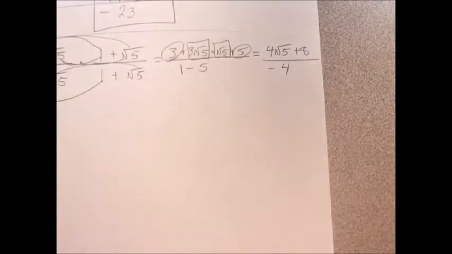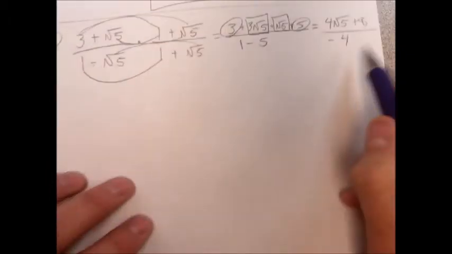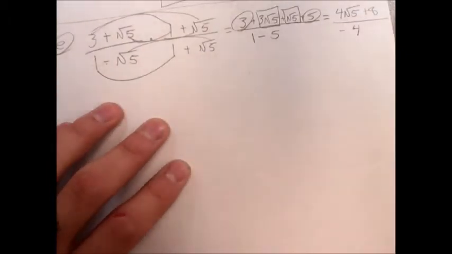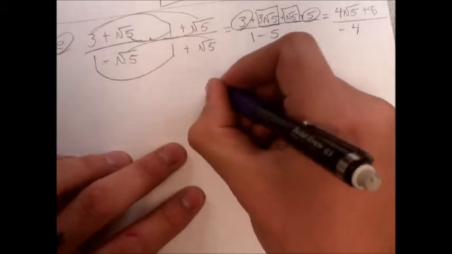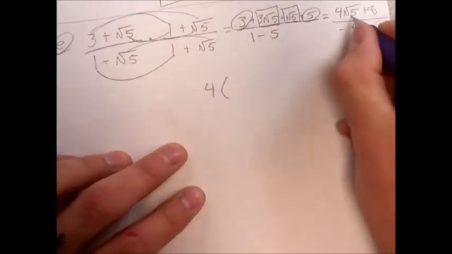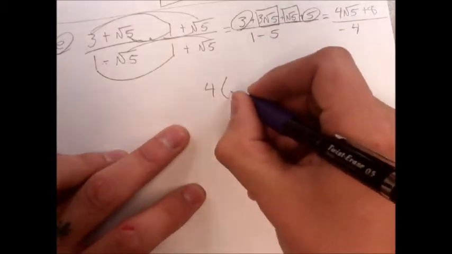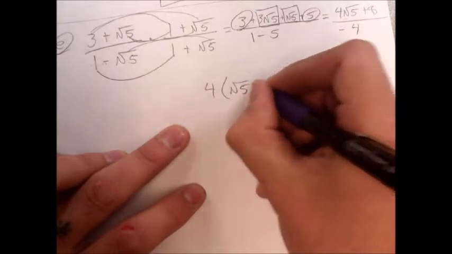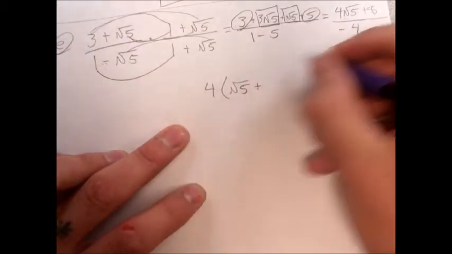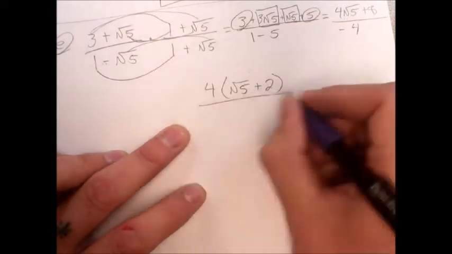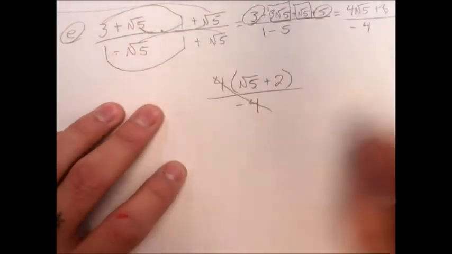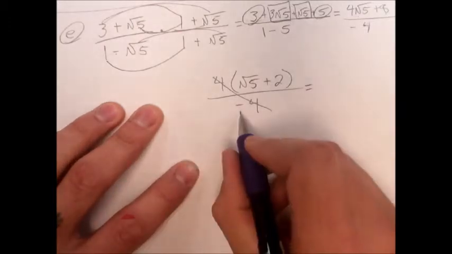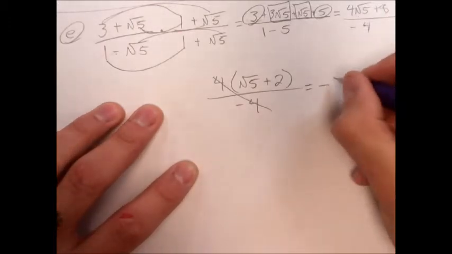Now I can pull something out of this, so I'm going to factor the top piece out. What can I factor out of 4 and 8? I can factor out 2, I can factor out 4. So I'm going to factor out 4, open my parentheses. When I factor out 4 out of 4 square roots of 5, I'm left with just the square root of 5. When I factor out 4 from 8, I get 2. And on bottom I have a negative 4. The 4's cancel out. I do not want to lose my negative. So I have a negative.